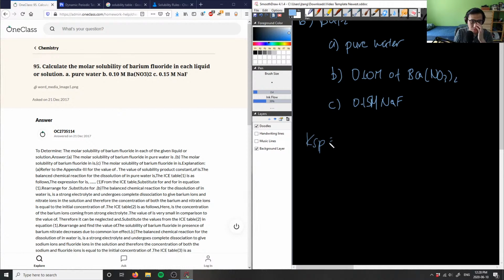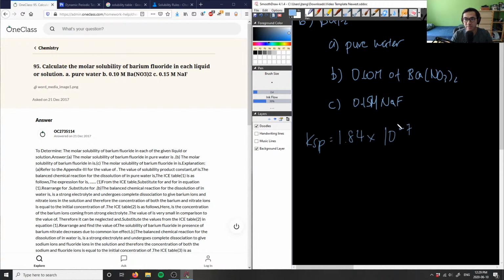According to this KSP table here, barium fluoride has a KSP of 1.84 times 10 to the negative 7. But this one says 1.0 times 10 to the negative 6. So let me find a good number here. Two of them say 1.84 times 10 to the negative 7, so I will go with that.